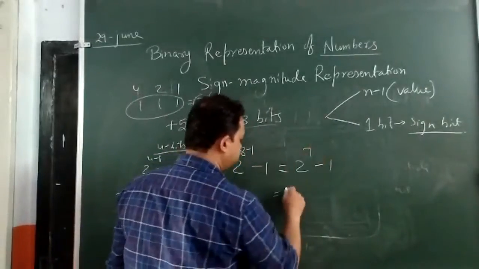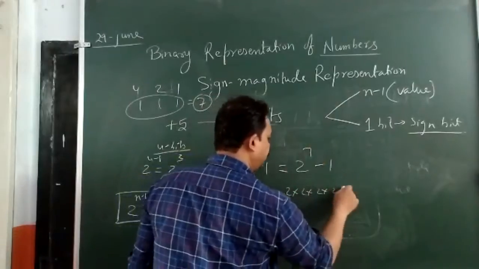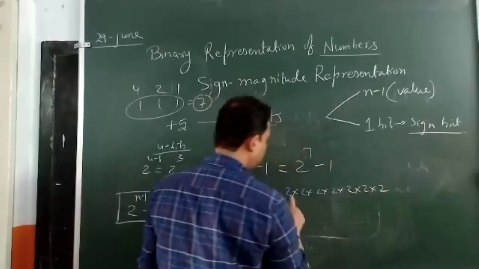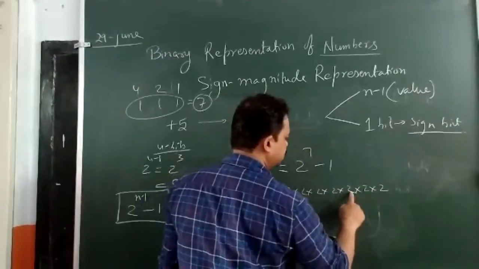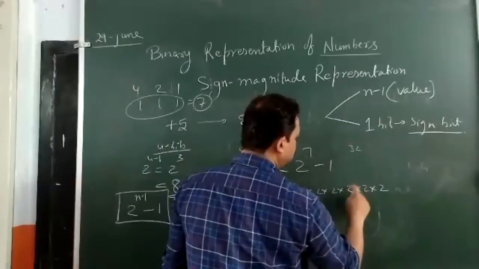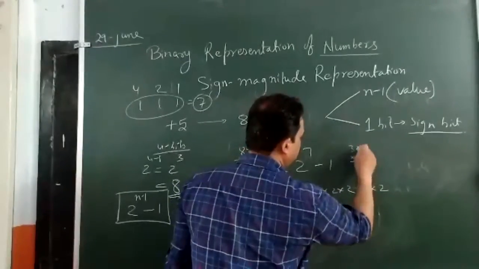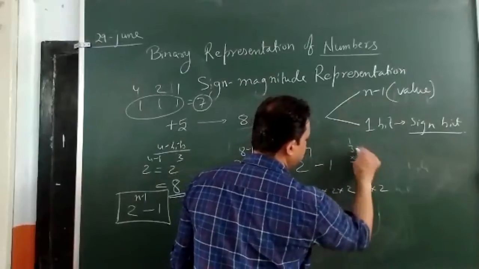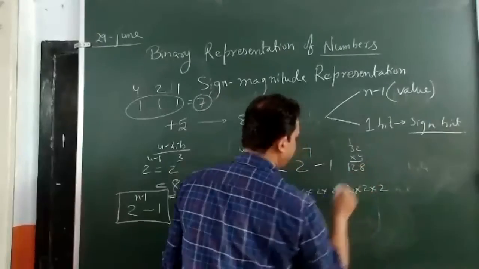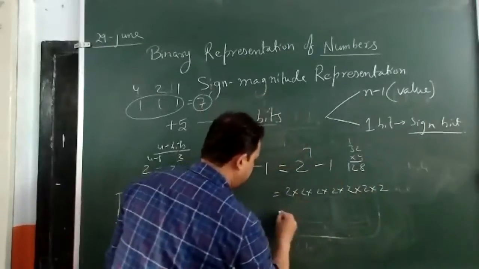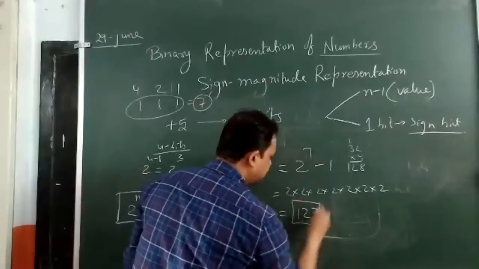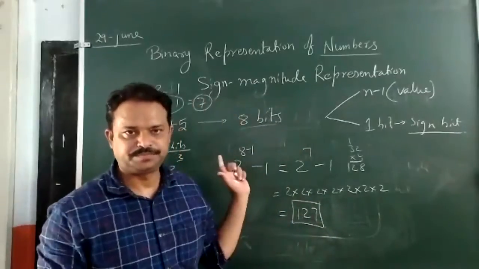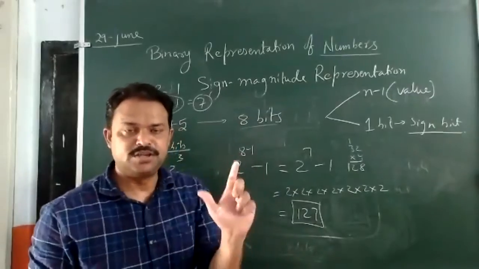2 raised to power 7 means 2 into 2 into 2 into 2 into 2 into 2 into 2. 2 into 2 is 4, 4 into 2 is 8, 8 into 2 is 16, 16 into 2 is 32, 32 into 2 is 64, 64 into 2 is 128. 128 minus 1, 127. Till 127 you can represent using 8 bits.